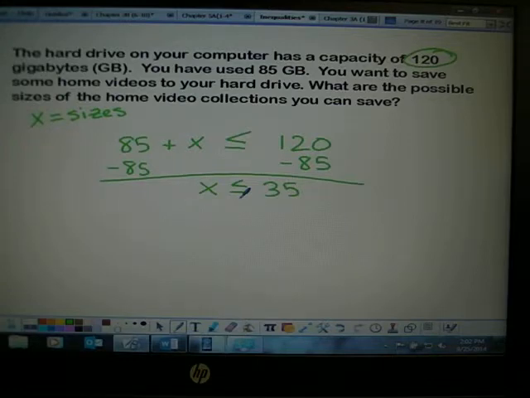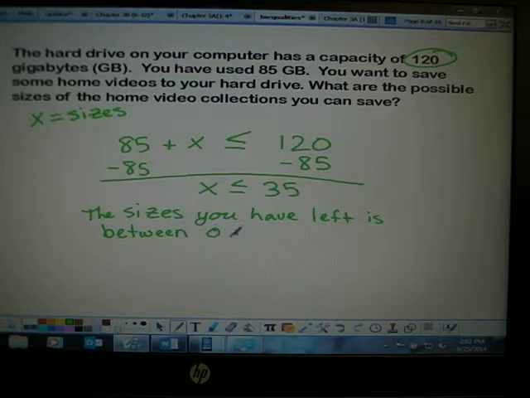So what I would say is the sizes you could use, the sizes you have left, is between 0 and 35. Or you can use up to 35 gigabytes. Something along these lines. I need a sentence. You can use a phrase like this, up to 35 gigabytes. At most, 35 gigabytes can be used. But it needs to be in a sentence form. So it's got to start with a capital letter, end with a period, have a full sentence in between there.